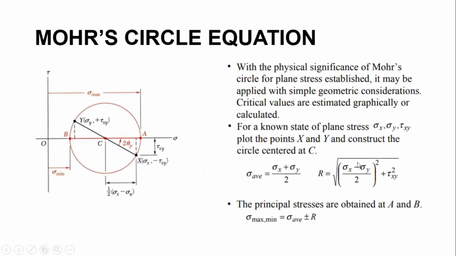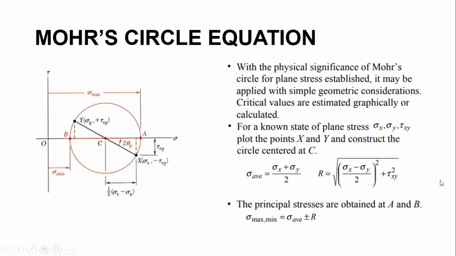So sabi kanina, di ba, ginagamit itong Mohr circle para makuha natin yung shear stress and principal stresses na hindi gumagamit ng equation. Kasi pwede naman yun. Pwede tayong mag-estimate or pwede tayong gumamit ng mga geometric consideration. So for a known state of plane stress, sigma x, sigma y, tau xy, plot the points x, y, and construct the circle at C.